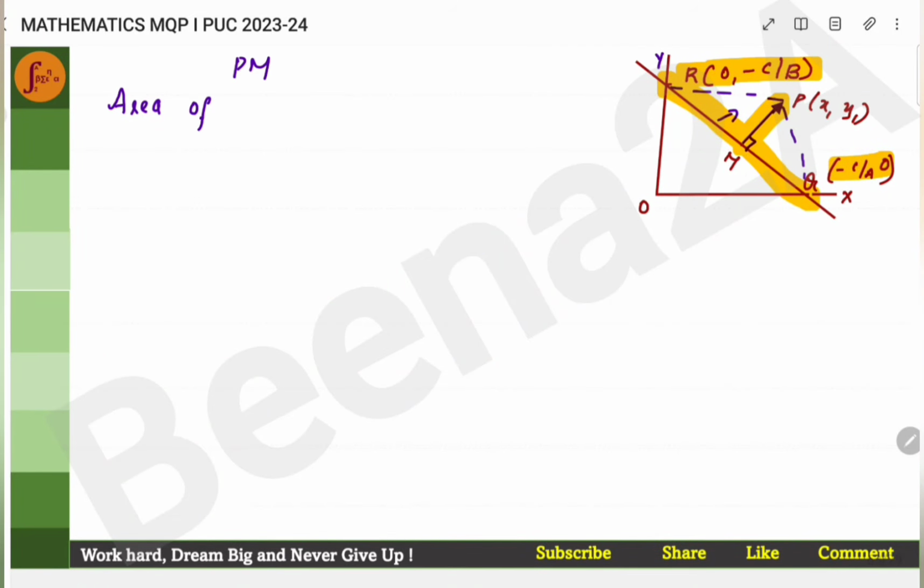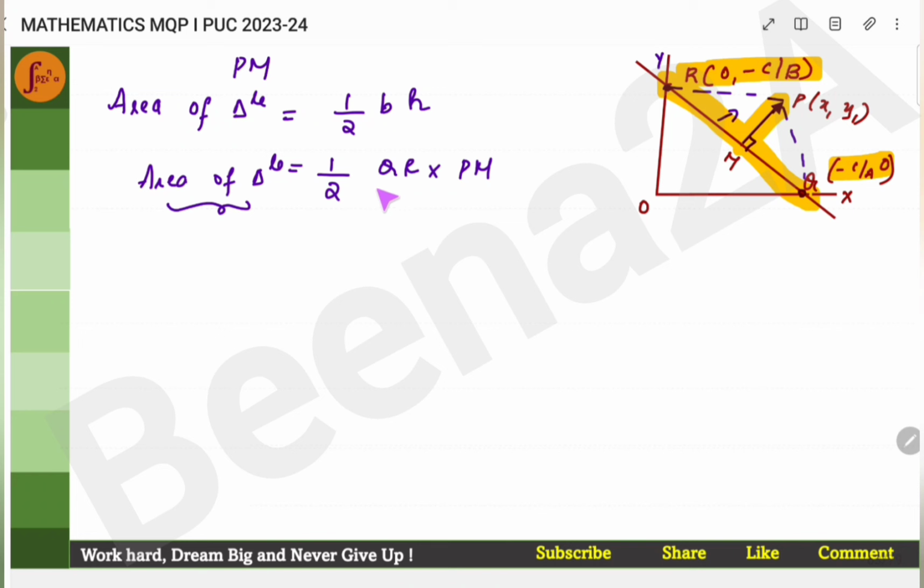If I take the area of triangle formula, what is the area of a triangle? It's half into base into height. And what is the base here? The base is QR. And what is the height? The height is nothing but this distance PM, the perpendicular. This is the area of the triangle. If you know this area, and you can always find the distance QR using the distance formula, then you can easily find PM, which is what we need to find here.